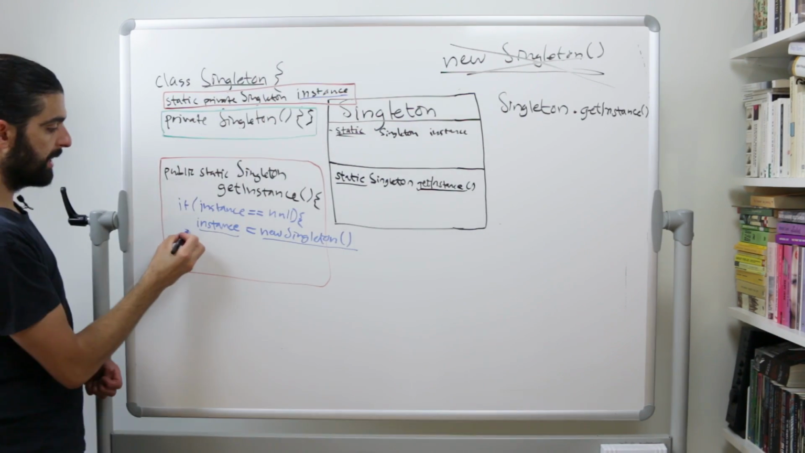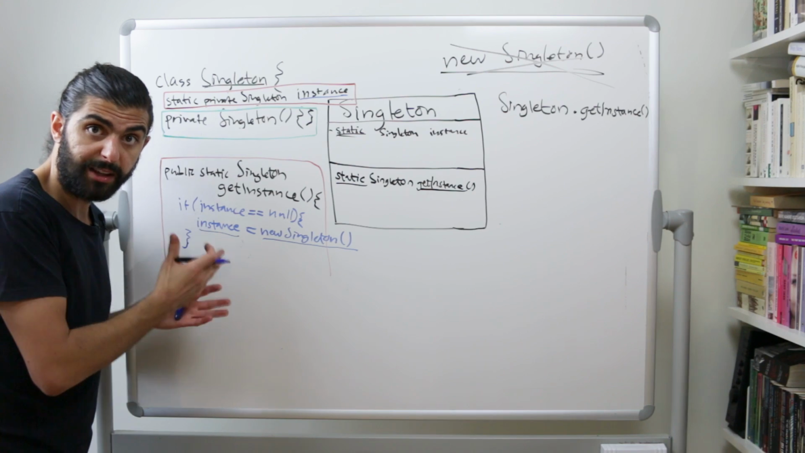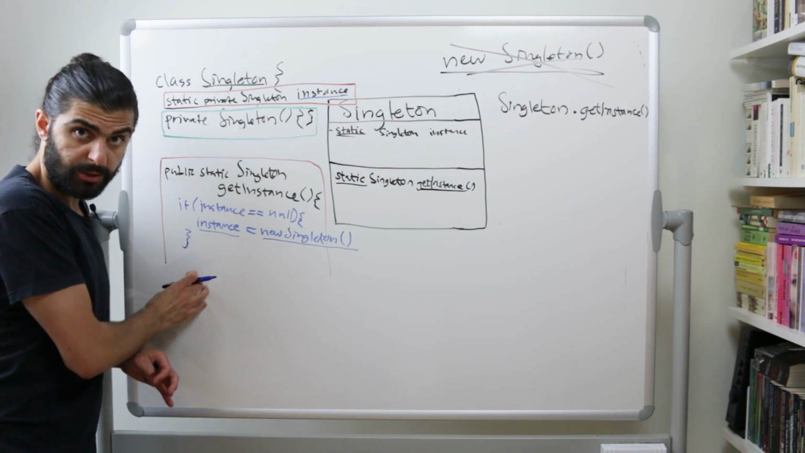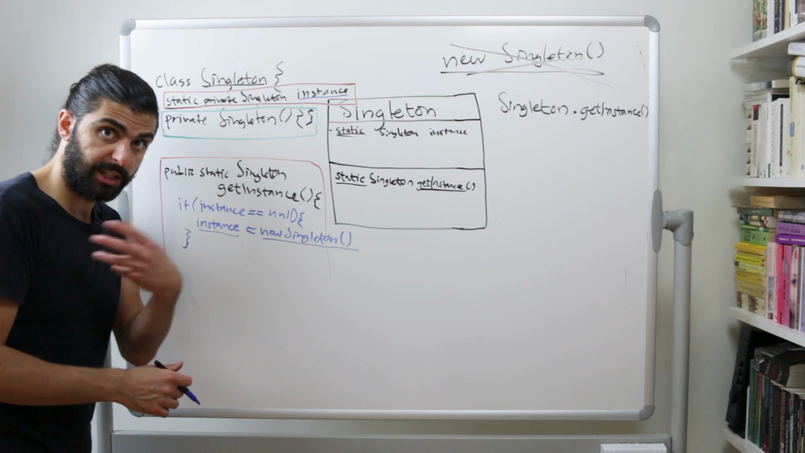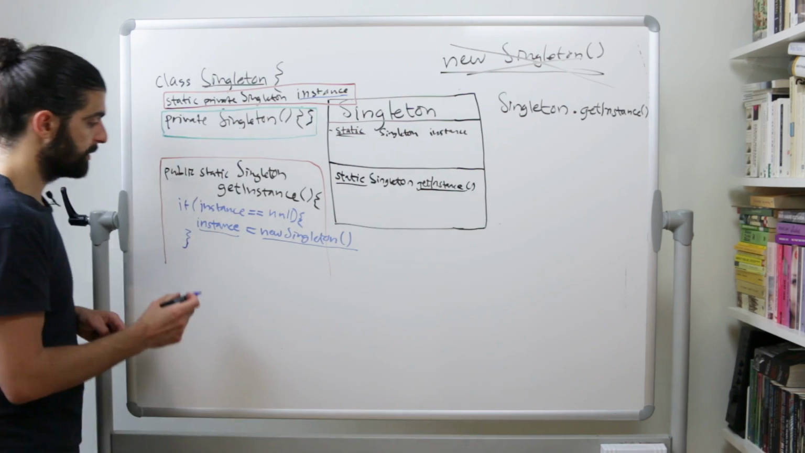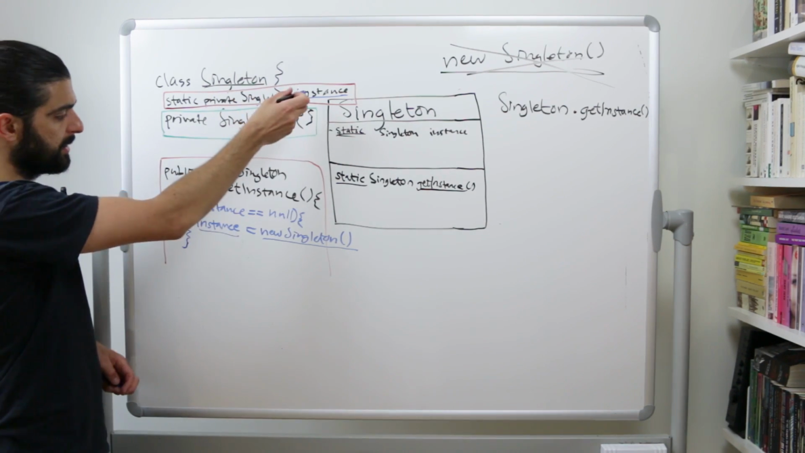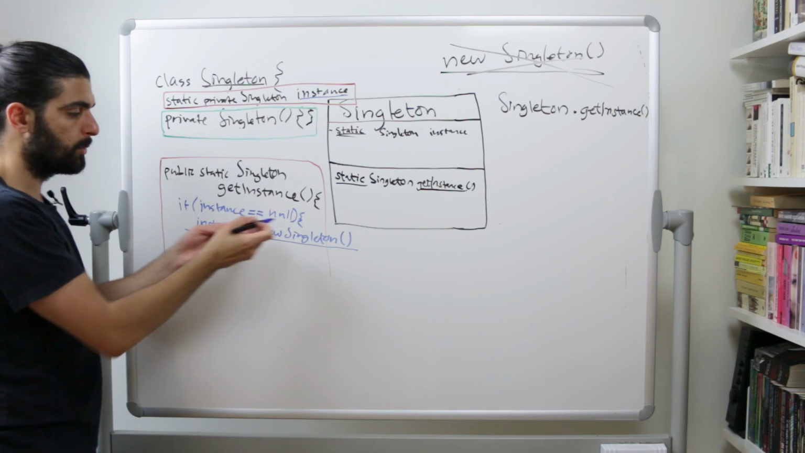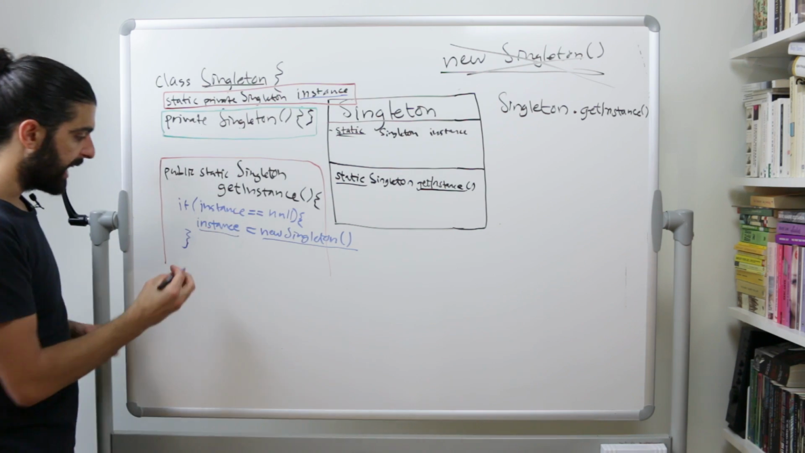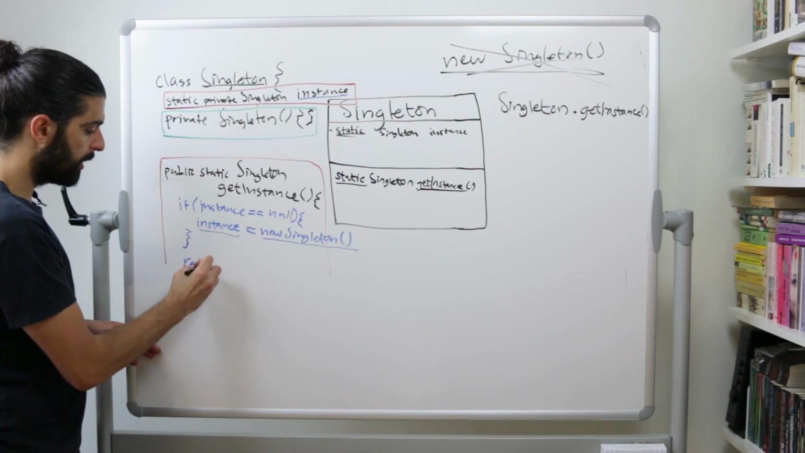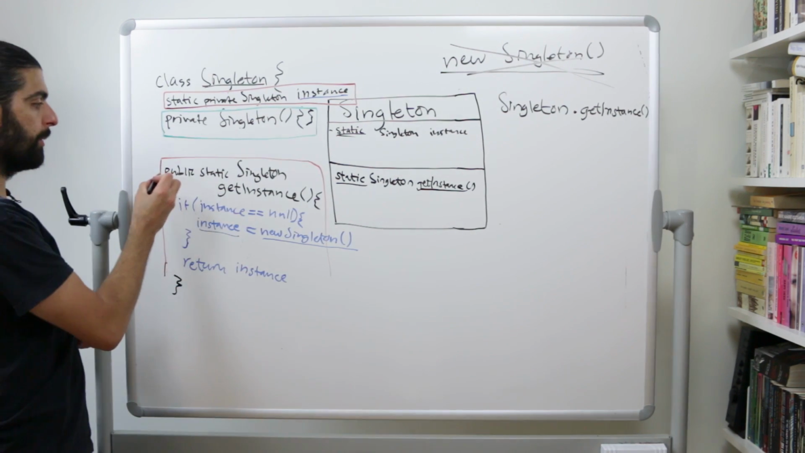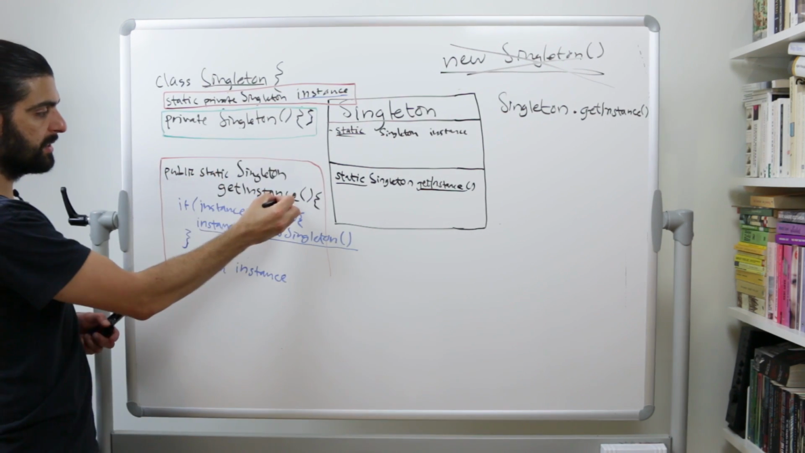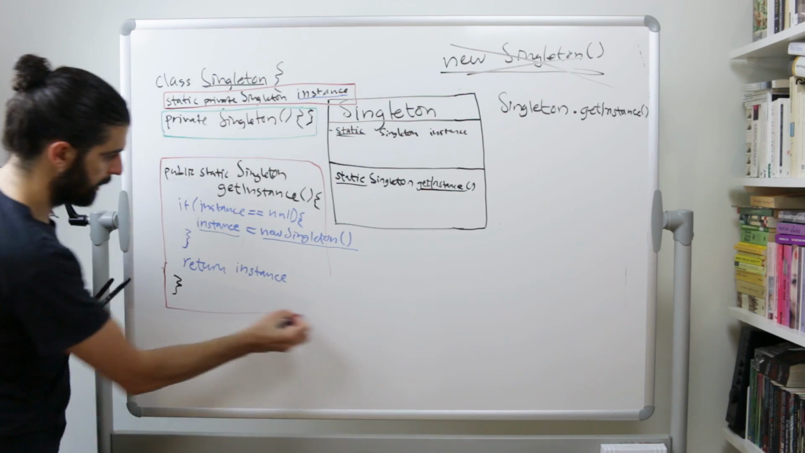And then we close this if, and then we could either do this with an else branch or without an else branch. Let's now do this without an else branch because I think you can figure out how to do it with an else branch. So if there is no instance, then we set the instance to a new singleton. And after that, we simply return the instance. And that's the implementation of the public static method getInstance that returns a singleton.